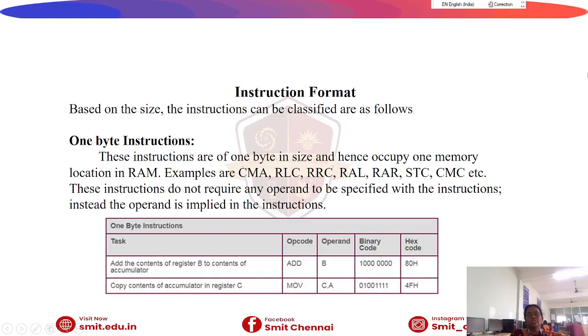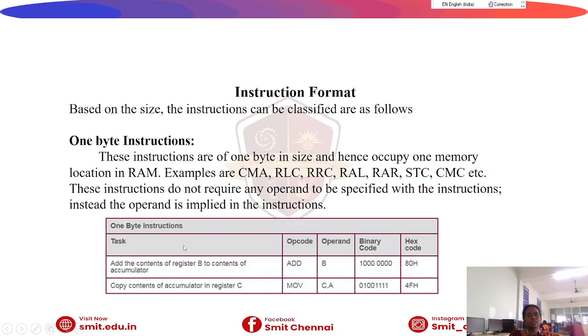Based on the size, the instruction can be classified as follows. 1-byte instruction. These instructions are 1 byte in size and hence occupy one memory location in RAM. Examples are CMA, RLC, RRC, RAL, and so on. These instructions do not require any operand to specify in the instructions. Instead, the operand is included in the instructions.